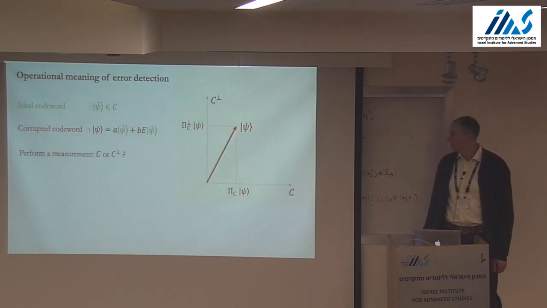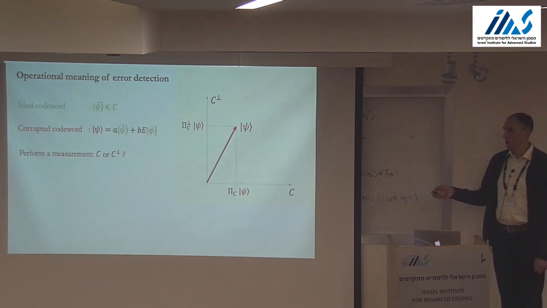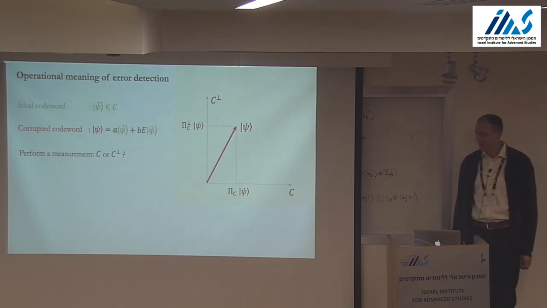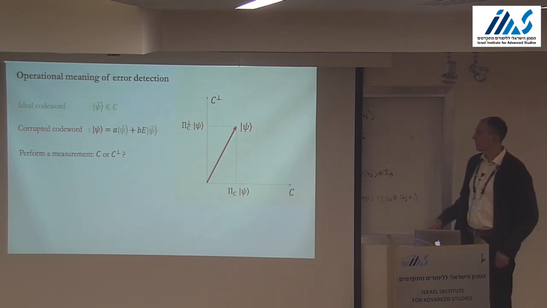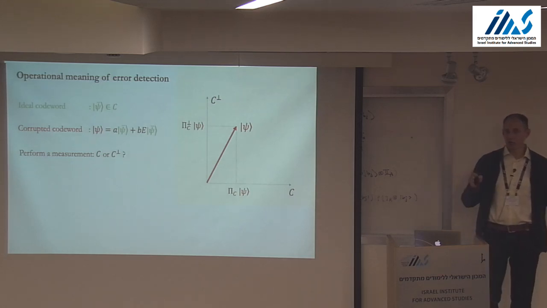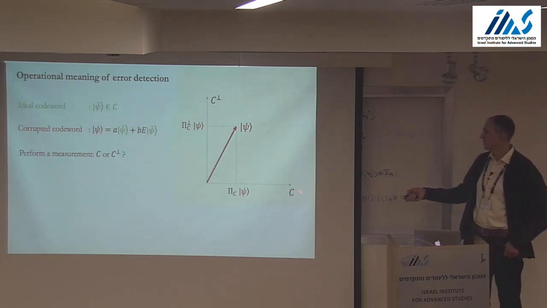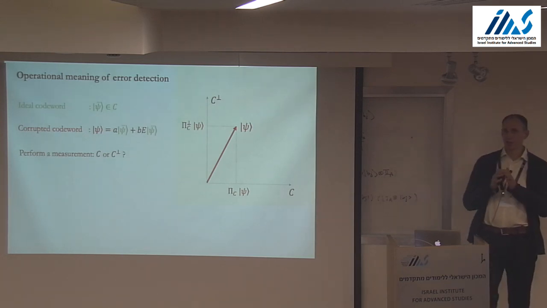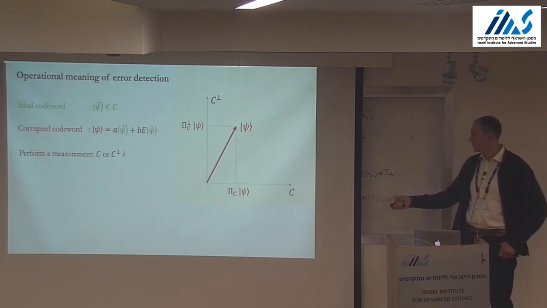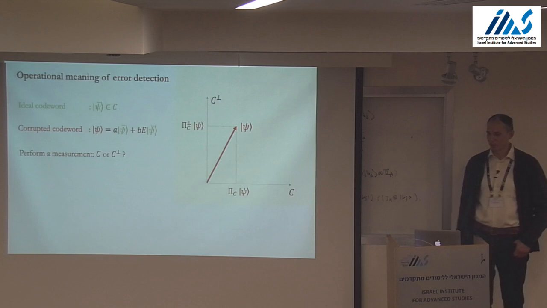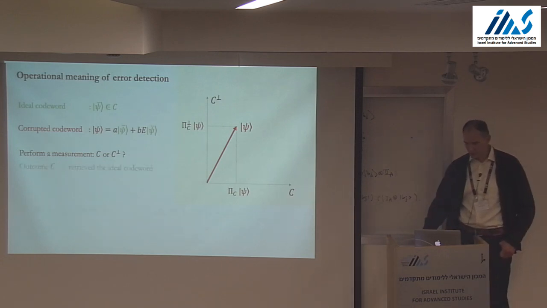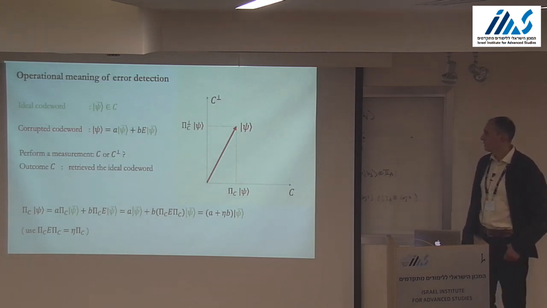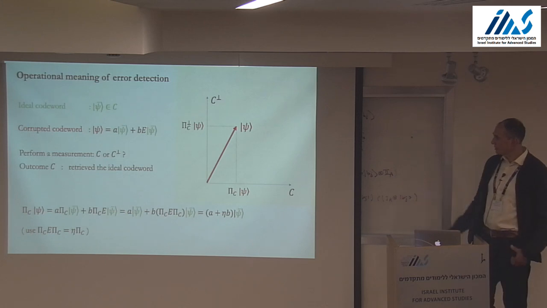Now, the full space is a direct sum of the code space C and its orthogonal complement C perp. And quantum mechanics allows us to perform a measurement that distinguishes between these 2 subspaces. Depending on the measurement outcome, we apply either the projector onto the code space or the projector onto C perp. Let's assume that the measurement outcome is C. So we got here. Then this is our final state.